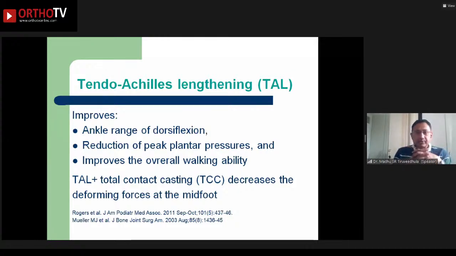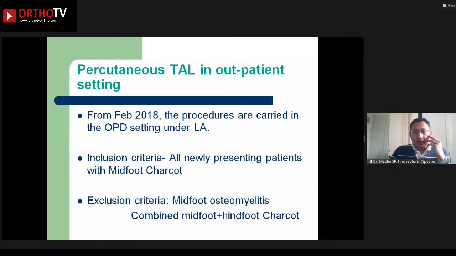Now, most of these procedures have been described in theatre, but by itself, tendo Achilles lengthening is known to improve dorsiflexion, reduce the peak plantar pressures of the forefoot and also the midfoot, and improve the overall walking ability. So the people in the literature described tendo Achilles lengthening and total contact cast as known to reduce the peak plantar pressure and ulceration more in the forefoot than at the midfoot level. So we've been doing tendo Achilles lengthening, but not in theatre, but in the clinic.